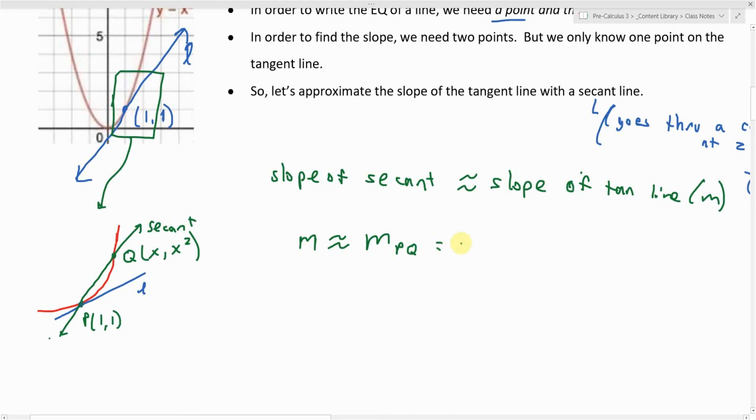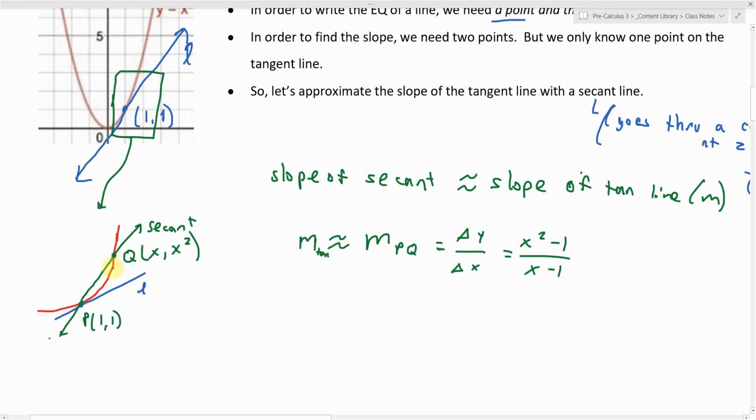And we know that the slope of PQ by the slope formula would simply be given by change in y over change in x. So for our y coordinates, we have x squared minus 1, over x minus 1 for the x coordinates. So this would give us the slope of the secant line, which is approximately equal to the slope of the tangent line, if I just say slope of the tan line here, right?